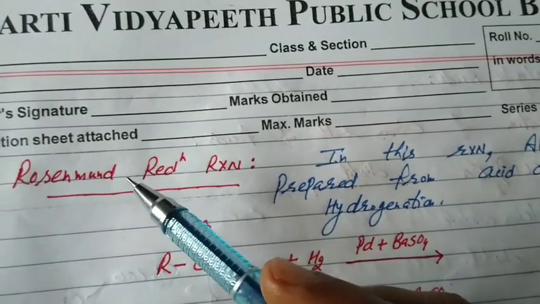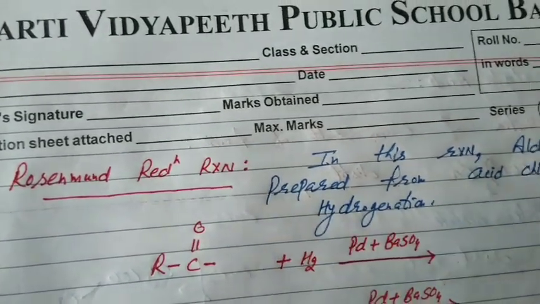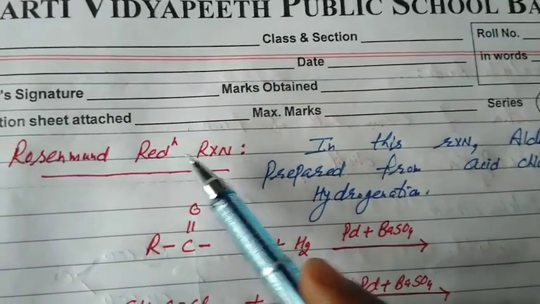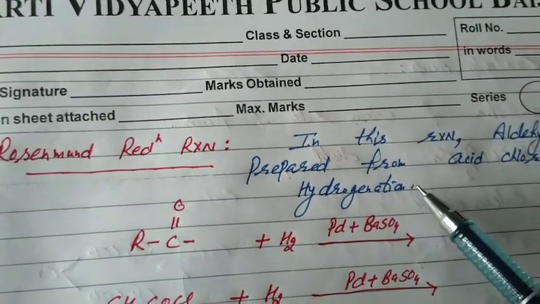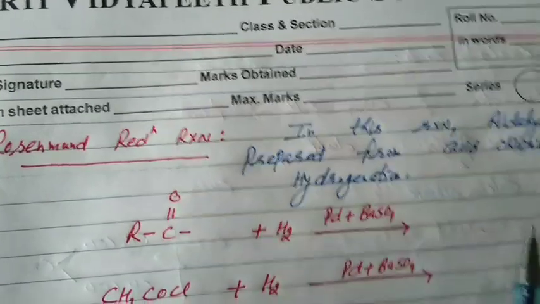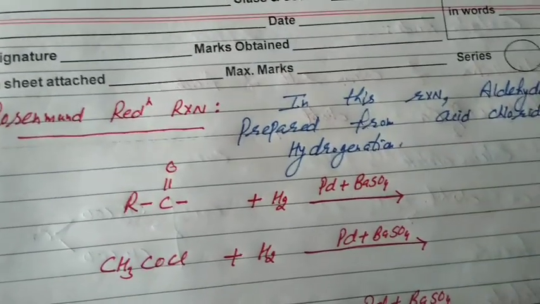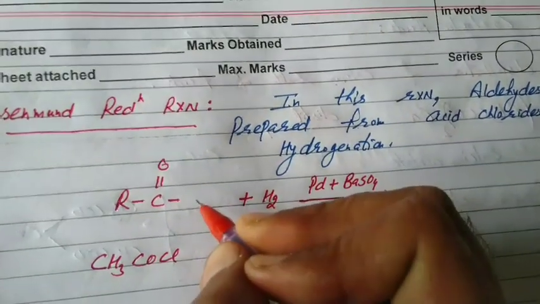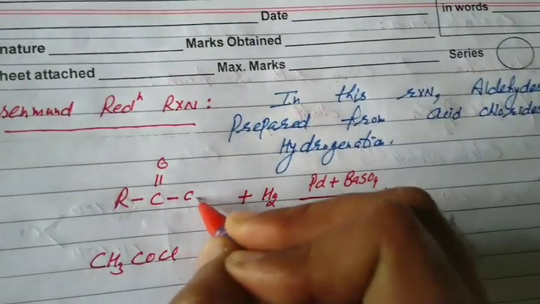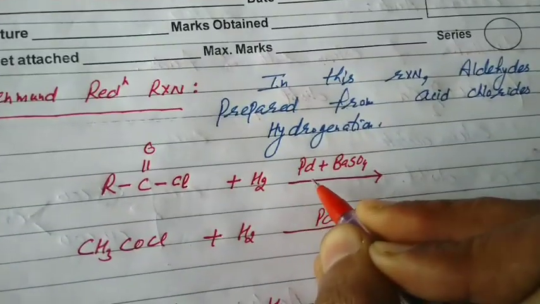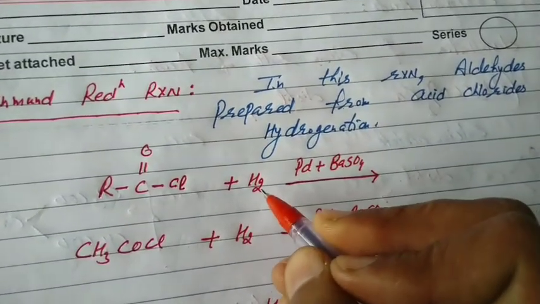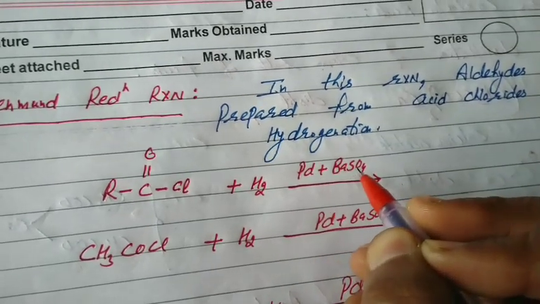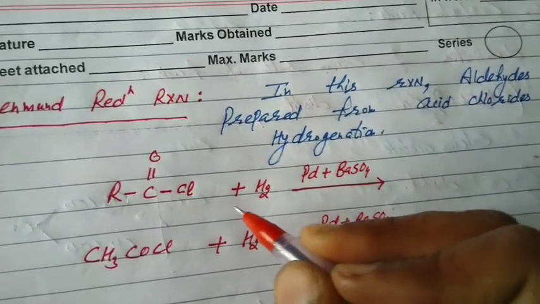Students, whenever it is a naming reaction, at first you have to give some introduction. Rosenmund's reduction reaction means you will write, in this reaction aldehydes are prepared from acid chlorides by catalytic hydrogenation. Acid chloride, RCOCl. By catalytic hydrogenation, we add hydrogen in the presence of catalyst palladium supported by BaSO4. It is called Rosenmund's reduction reaction.